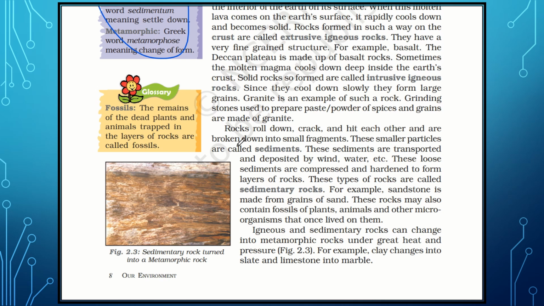Rocks roll down, crack and hit each other and are broken down into small fragments. Rocks cannot wait for someone to come and make them into pieces or smaller fragments. So they roll down, crack and hit each other because of the wind or other natural phenomena, and they break down into small fragments. These smaller particles are called sediments.